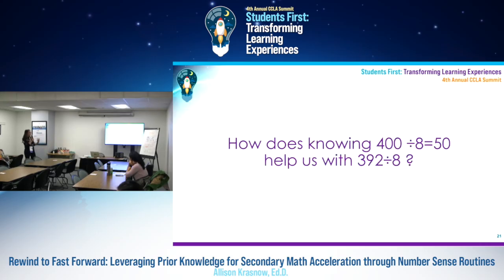If I tell you that 400 divided by 8 is 50, how could that help us do 392 divided by 8? And same thing for folks online, if you are not already, but you want to, throw those in the chat just so you can see each other's thinking. Anyone here want to share how they would do that?